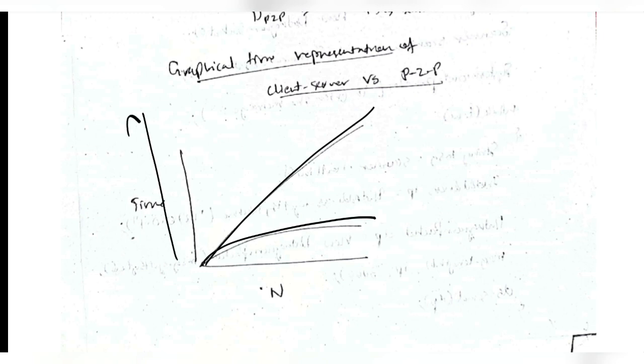This is a time, increasing packets. As you can see, peer-to-peer architecture is more efficient according to this result.